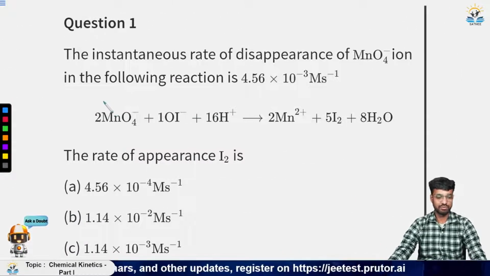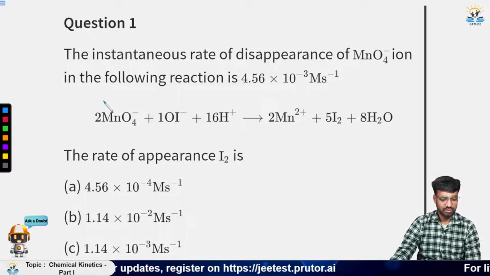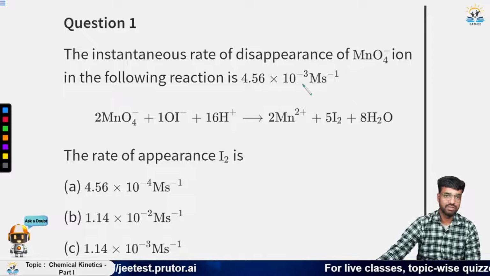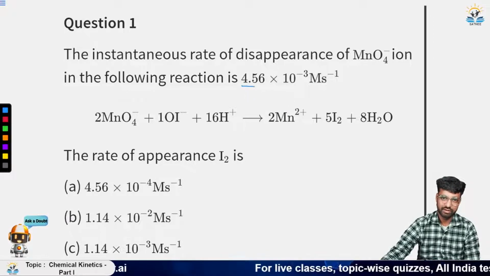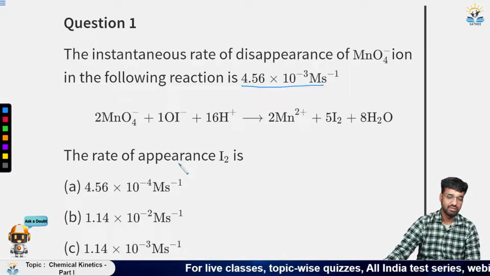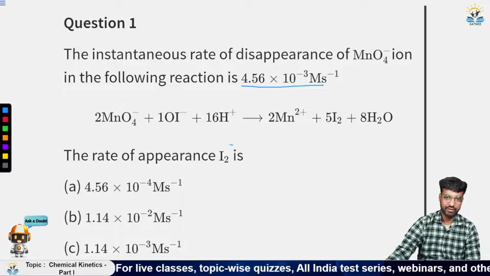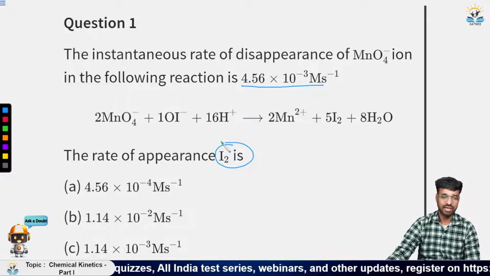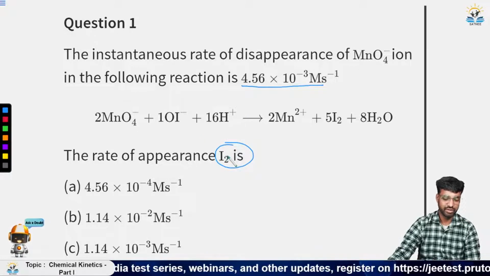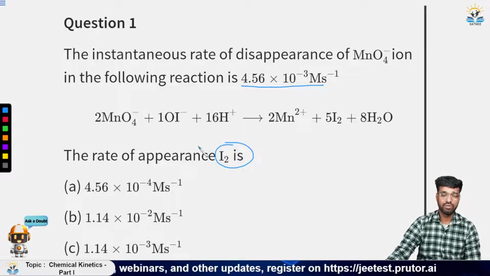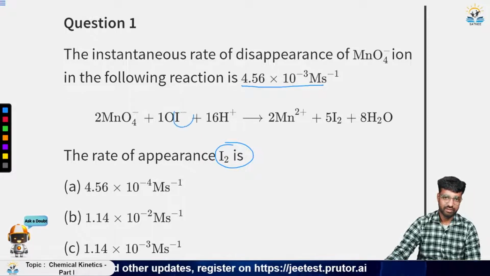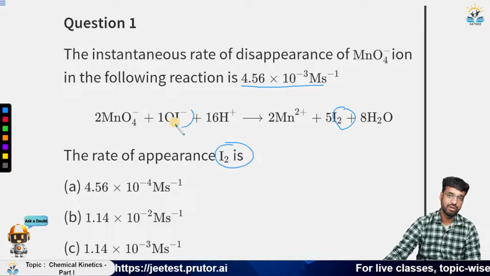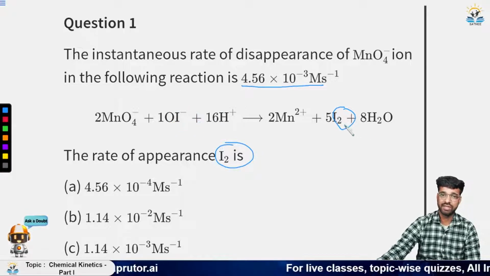Now we can move to some questions here. Let us see this question. It says that the instantaneous rate of reaction for the given reaction is this. So the rate of reaction is given, and we are asked what is the rate of appearance of I2. I have told you earlier how you will write it in terms of I2. So we have to first write the rate of reaction in terms of I2.